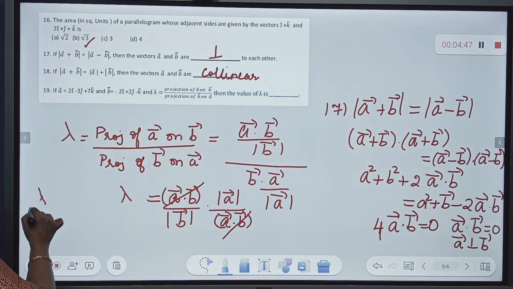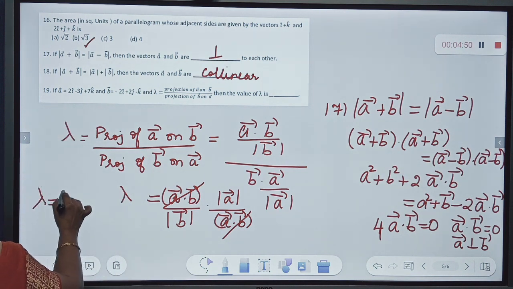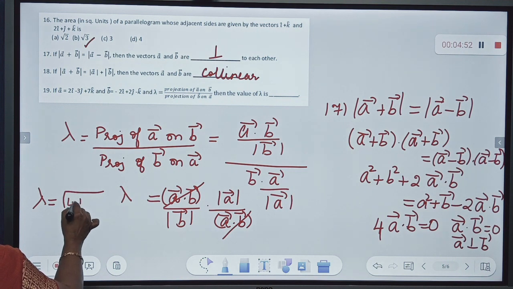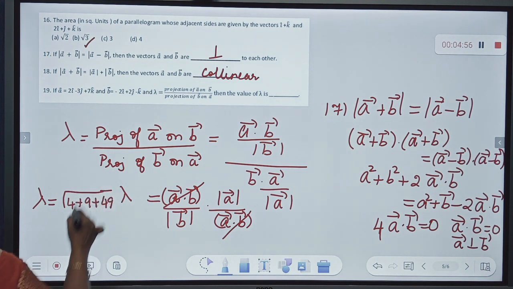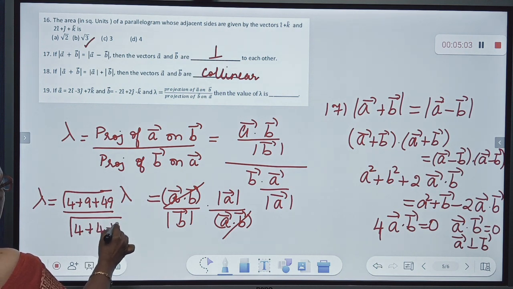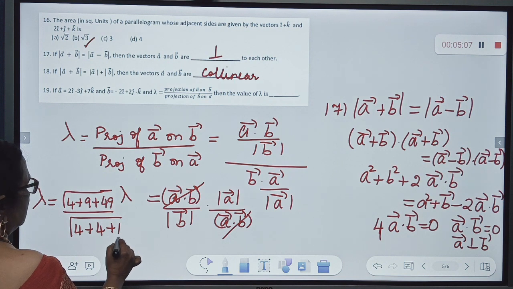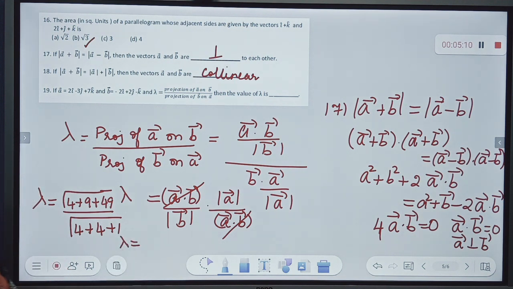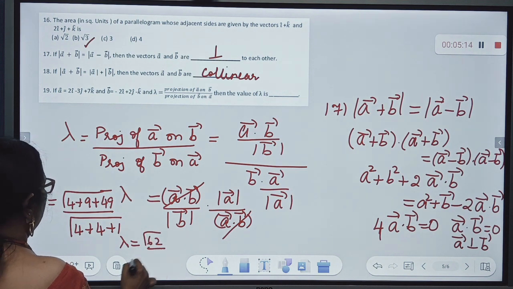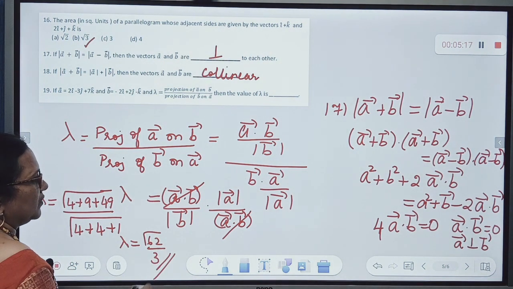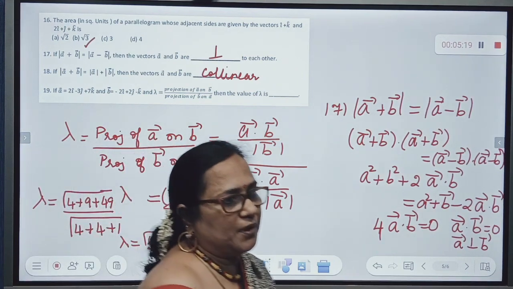So lambda will be, what is modulus of A? Root of 4 plus 9 plus 49 divided by root of 4 plus 4 plus 1. So lambda is root 62 divided by 3. So this is the value of lambda.